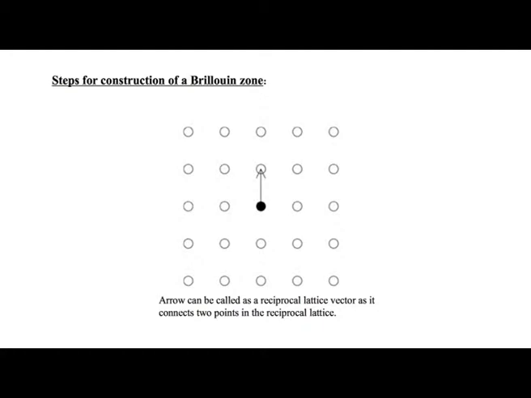So, for that purpose, we designate one of the points in the 2D lattice as the origin. Then the second step: draw a line connecting the point which we designated as the origin to one of its nearest neighbors. As you can see in the figure, it is represented by that arrow over there. This line is a reciprocal lattice vector as it connects two points in a reciprocal lattice, right. So, that much is clear.